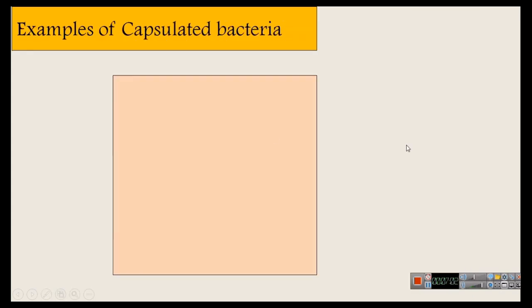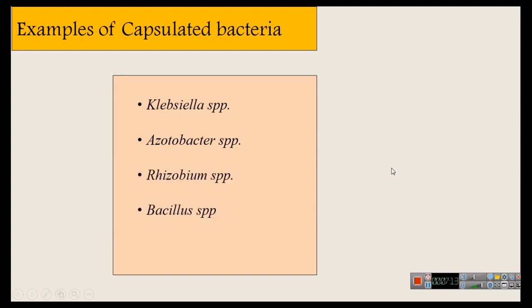Now what are the examples of capsulated bacteria? The most common examples of capsulated bacteria are species of Klebsiella, Azotobacter, Rhizobia, Bacillus and Xanthomonas. So I hope that you understood capsule staining by Maneval's method, and now you will be able to carry out this staining in the laboratory.